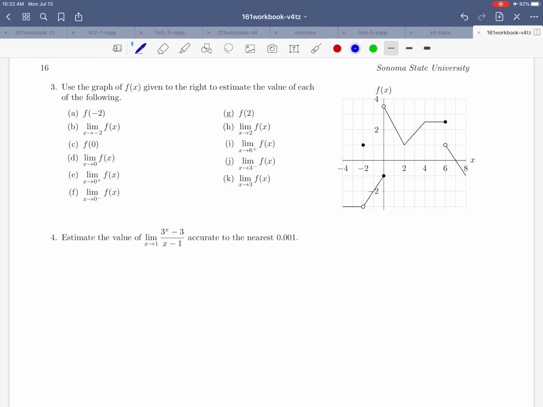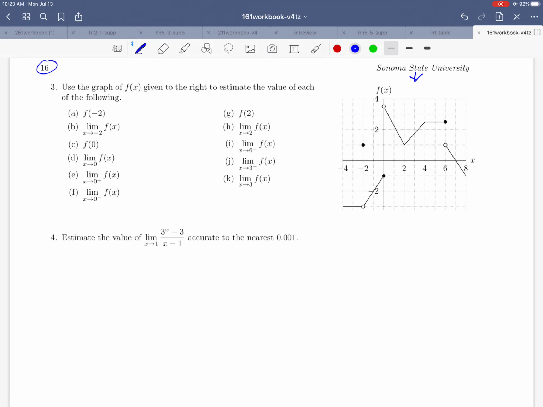Hello everybody, and welcome to exercise 3 on page 16 of the workbook. Here's another example of graphically estimating or calculating values of limits. Okay, so let's take a minute to just work through this. There are a lot of parts of this problem. We're just going to be using the graph over to the right to figure out what's going on in each part.